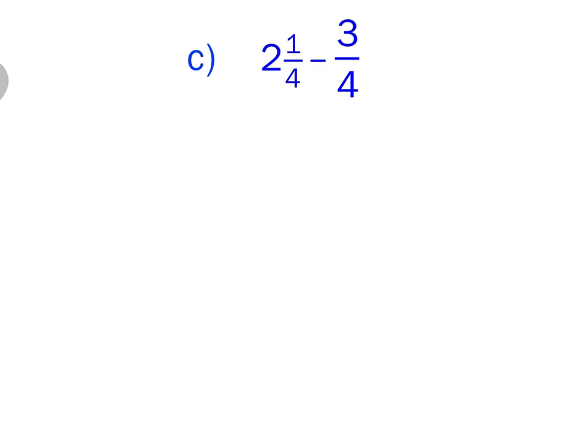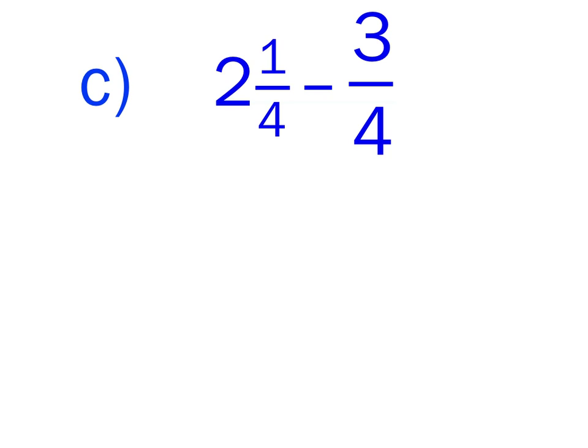Wait, did you take the whole one out? Yes. So that's what we're going to do. We're going to take a whole and we're going to add it to the 1 over 4. So in this question, how many parts make a whole? 4, okay? So if I take one of the wholes away and make it a 1, then I take the numerator and I add 4 to it. So that means the question becomes 1 and 5/4 minus 3 over 4.